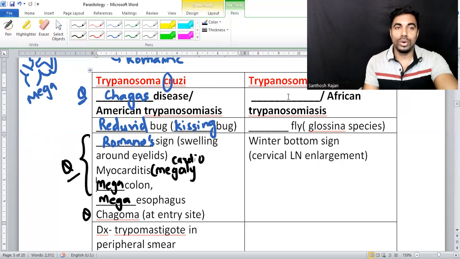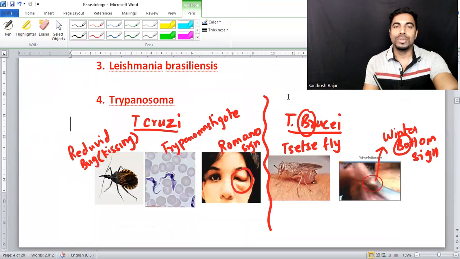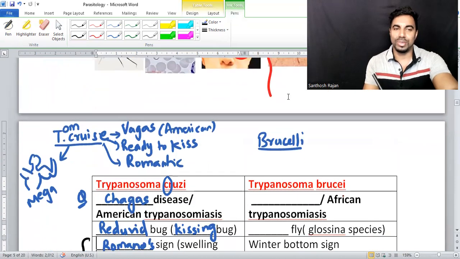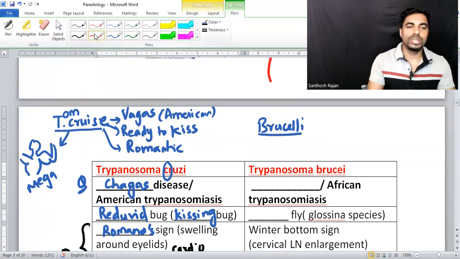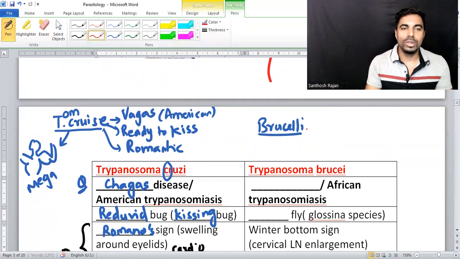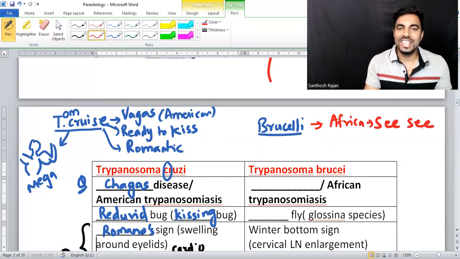What about brucei? Okay, we made a story for Cruise. So we have to make a story for Brucei also. What does Brucei like? He likes sleeping too much. Whenever he goes with his girlfriend, he went to Africa to see his girlfriend Glossy. He went to see her, and what happened? He got sleeping sickness.